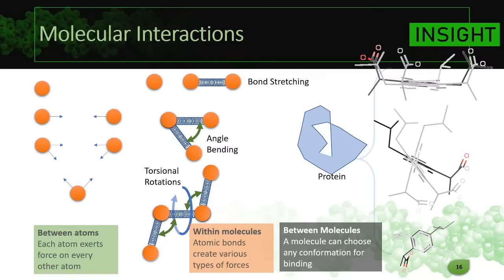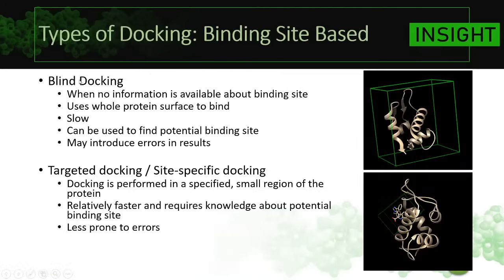All right, so now we were discussing mostly the molecular interactions which are happening in these molecular states. And we discussed the types of molecular docking that can be performed by considering various things. The first type of molecular docking is based on whether you know the binding site of the protein or not. Based on this, the docking can be blind docking or targeted docking.